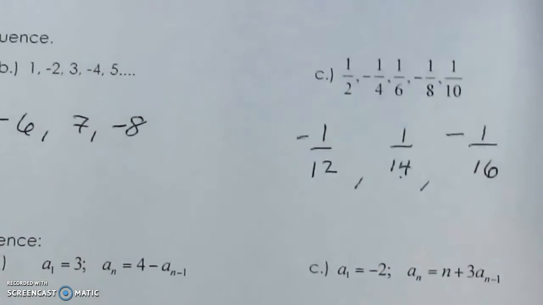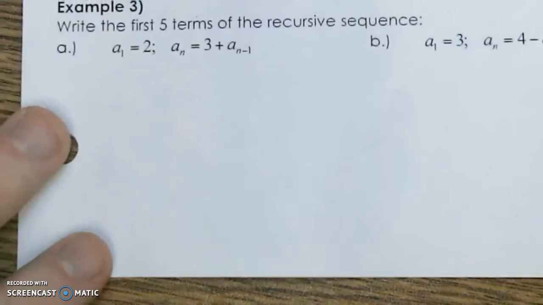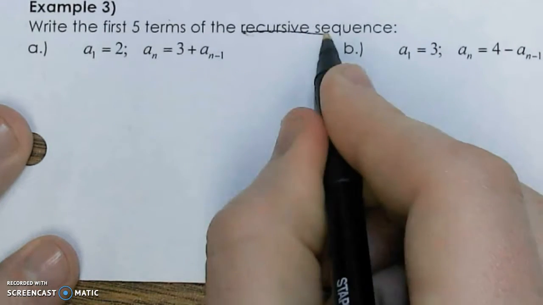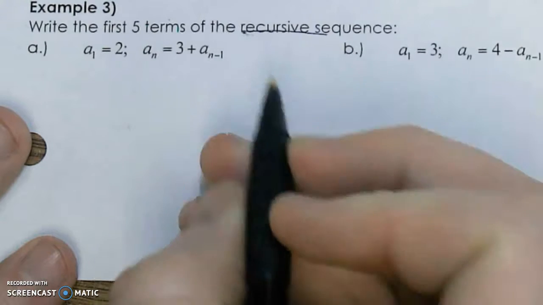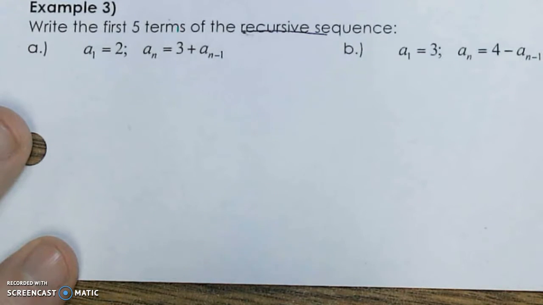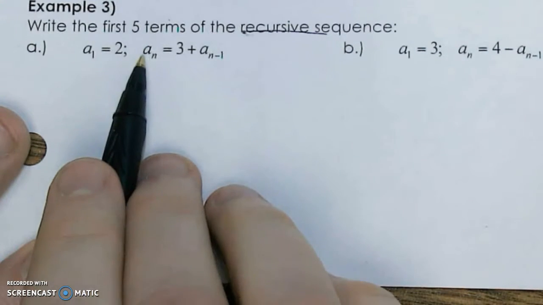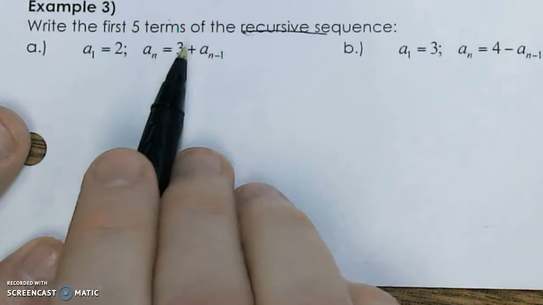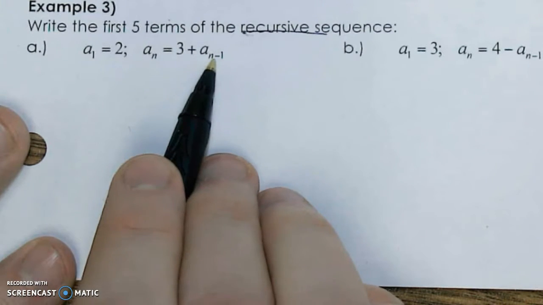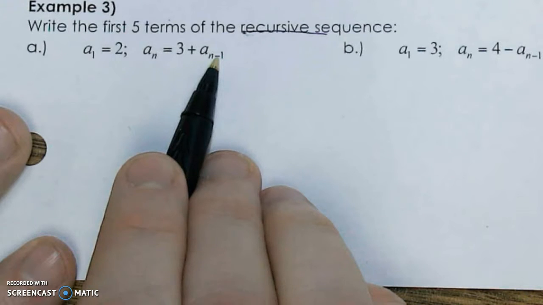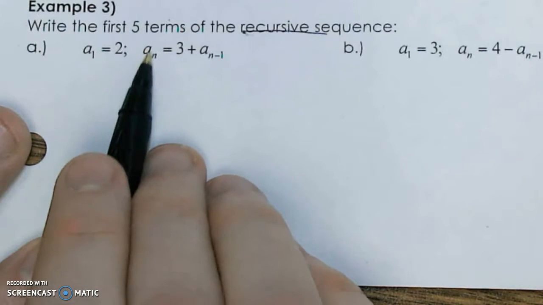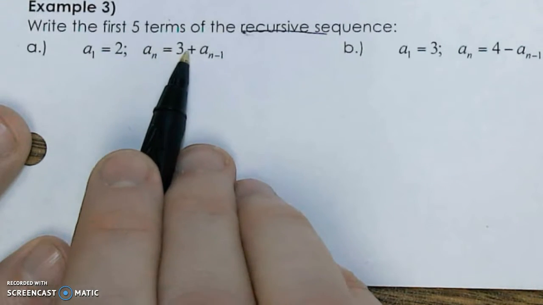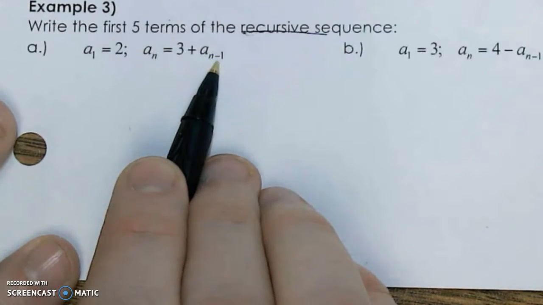In example 3, it's talking about the recursive sequence again. So if there's a little subscript, that's telling you what term you're talking about. So if I'm looking for my nth term, I'm adding 3 to the term 1 before it, is what this says. The nth term, the term you're looking for, is 3 plus the 1 before it.